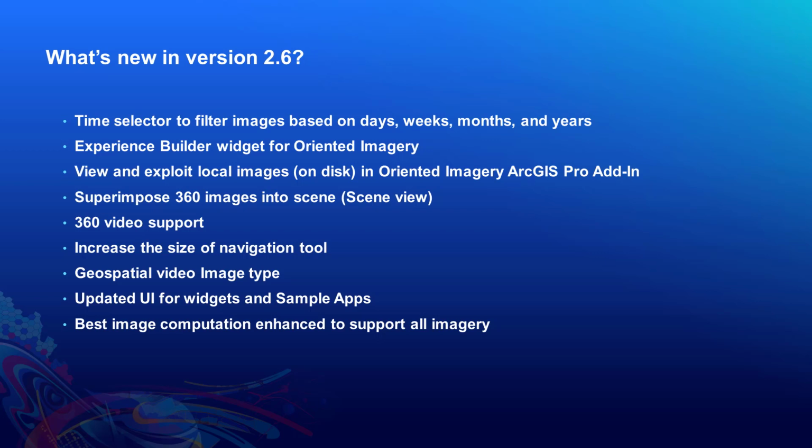We have introduced a new capability called Scene View, where images can be superimposed on top of 3D data layers like point cloud, mesh, and vector layers. We have added support for 360 video as well. You can now increase the size of the navigation tool to switch to a different image. We have released a geospatial video image type to create oriented imagery catalogs from video log files. The user interface has been updated for both widgets and sample apps.